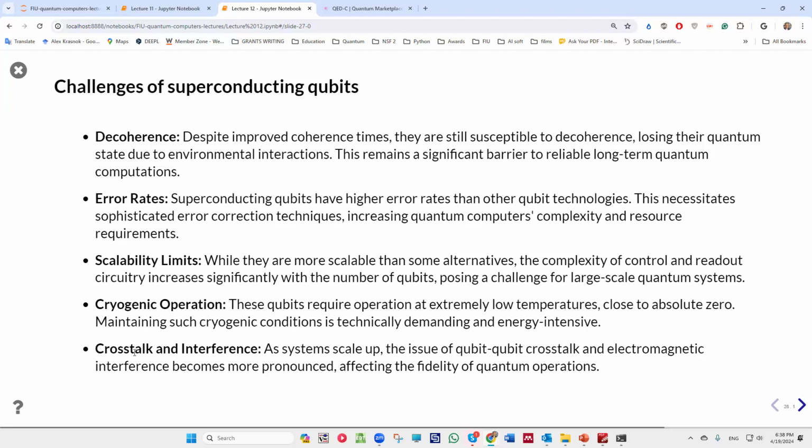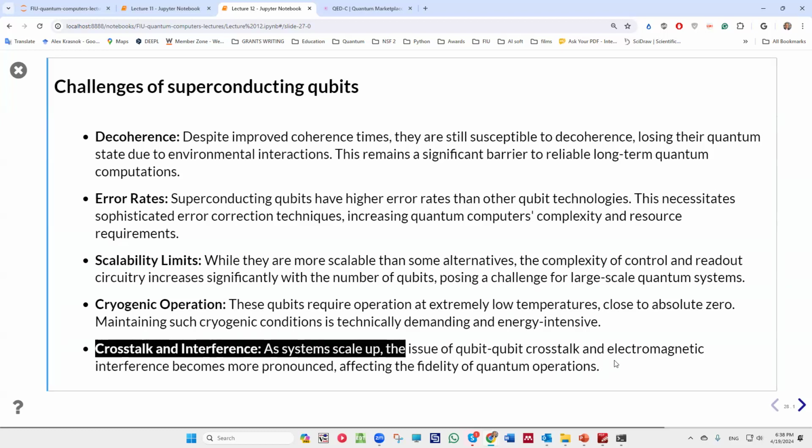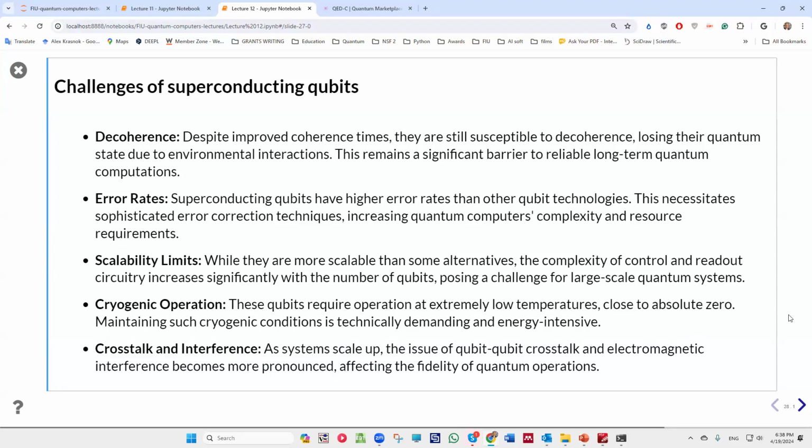Crosstalk. As we put more and more qubits together, they start to couple not only through the control coupler, but also through, for example, the free space, through radiation and so on. And this crosstalk and interference is another huge challenge. Another problem is that the larger the system, the harder it is to numerically simulate and calculate the system, and so on. A lot of challenges.